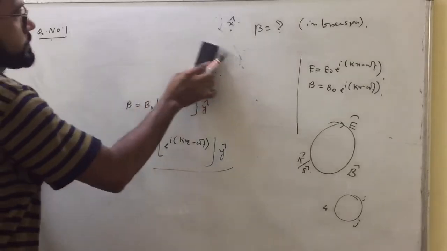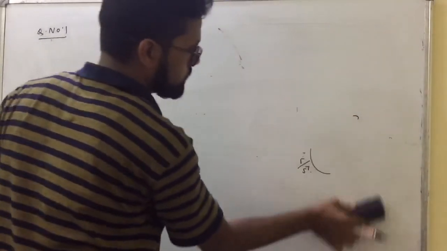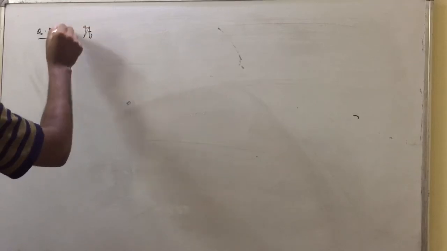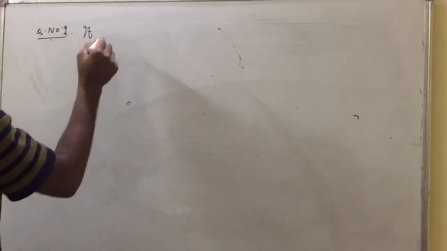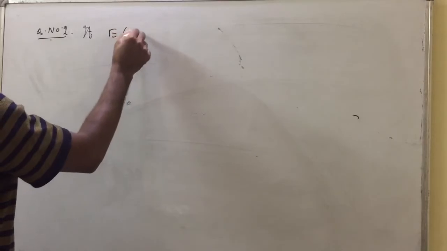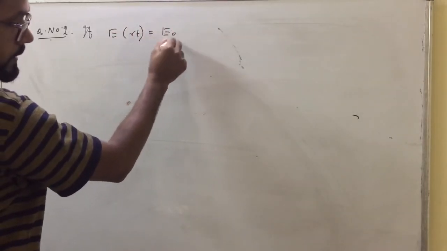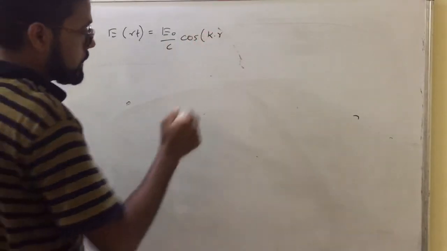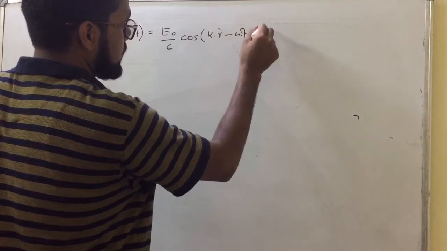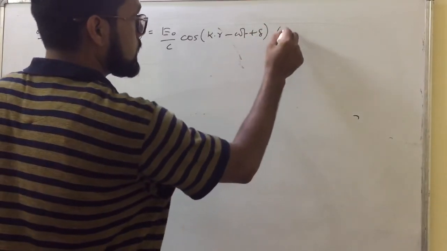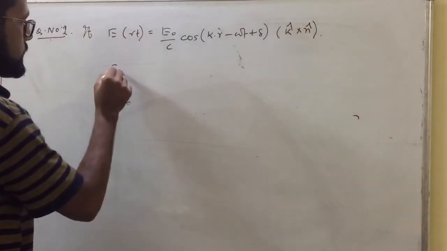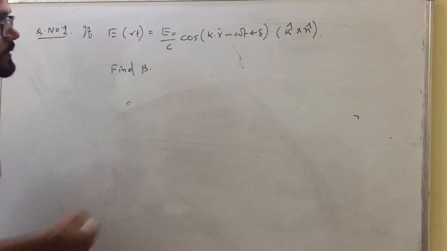Another solution, suppose. I strongly suggest you read the electromagnetic field book. Another question, question number 2: suppose the electric field E(r, t) is equal to E naught by c cos(k dot r minus omega t plus delta), where delta is a phase shift, don't worry, times k vector into n cap. Find B and the B vector.